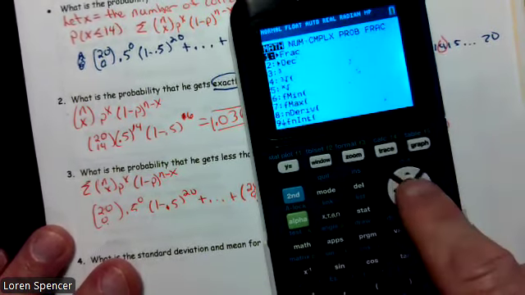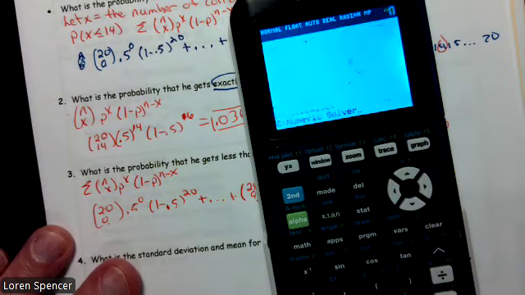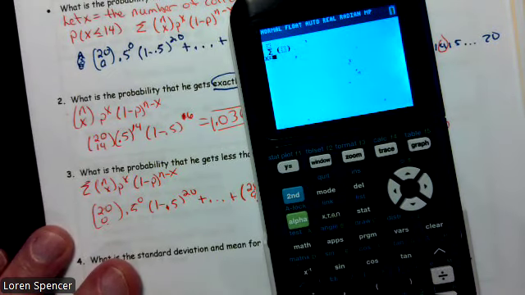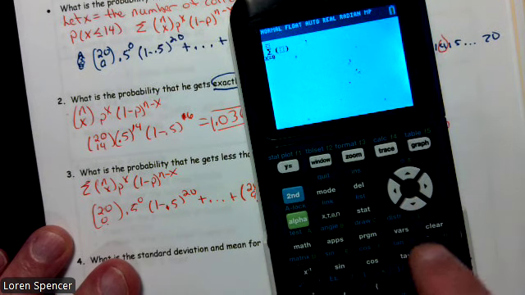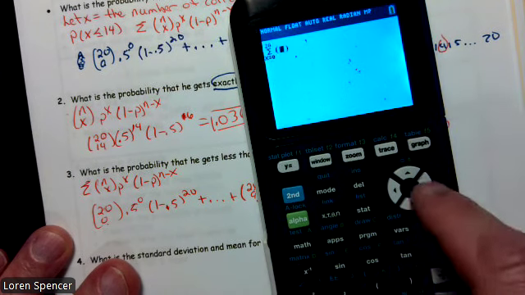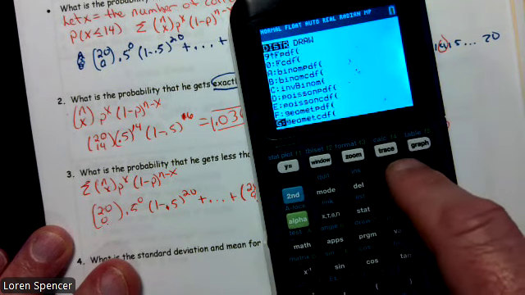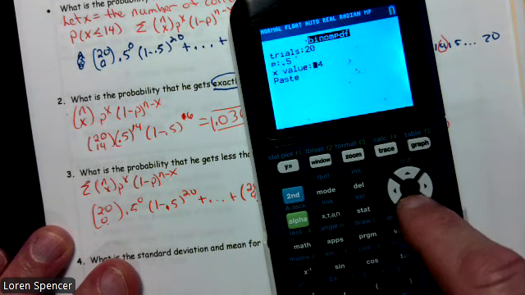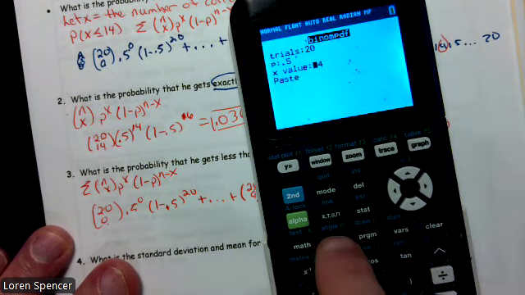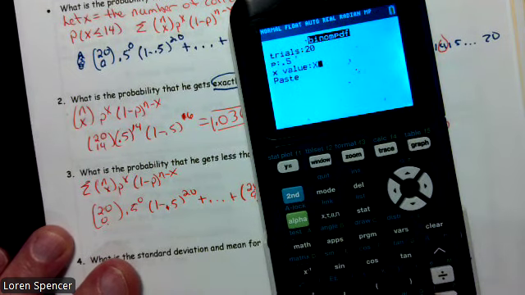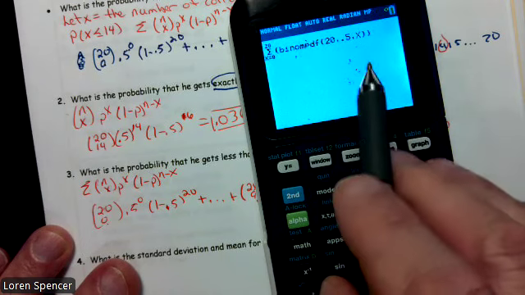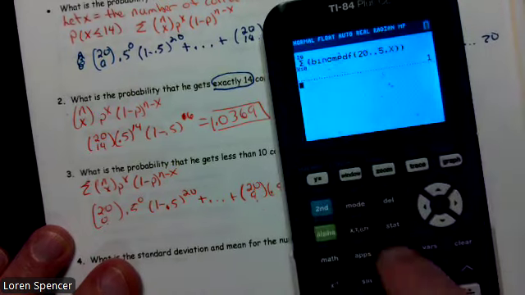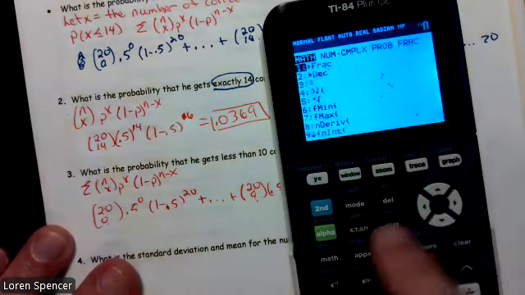So math, summation, x, lowest value 0, highest value 20. Second vars, binomial PDF. Trials is 20, probability is 0.5. X value, we have to change to x. Oops. I did something wrong. I've got to go back.